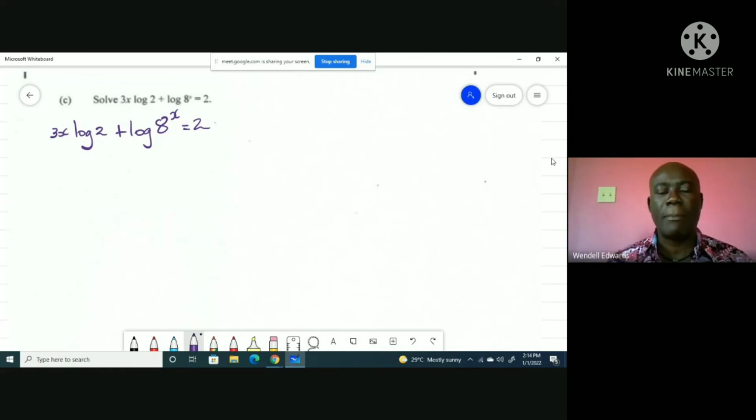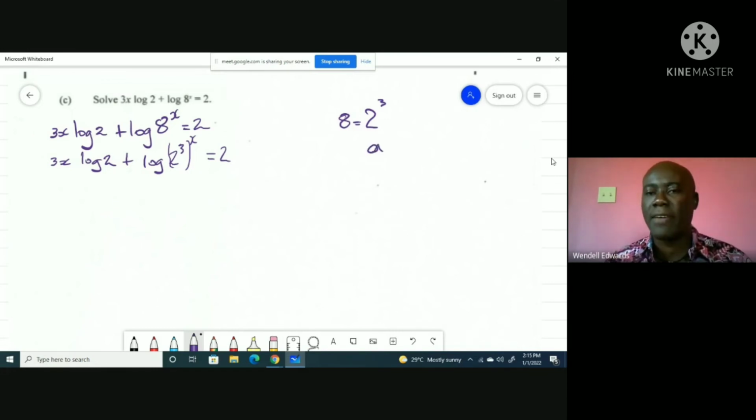What we can do though is to apply our laws of indices and the laws of logarithm, because solving logs is just to make sure that you remember the law. So let us go. What I want to do now is to represent 8 as 2 to the 3rd, utilizing one of the laws of indices, representing 8 in an exponential form. So in rewriting this, I have 3x log 2 plus log 2 to the 3rd power, in a little bracket with the x outside, equal to 2. Basically this is 8 to the x.